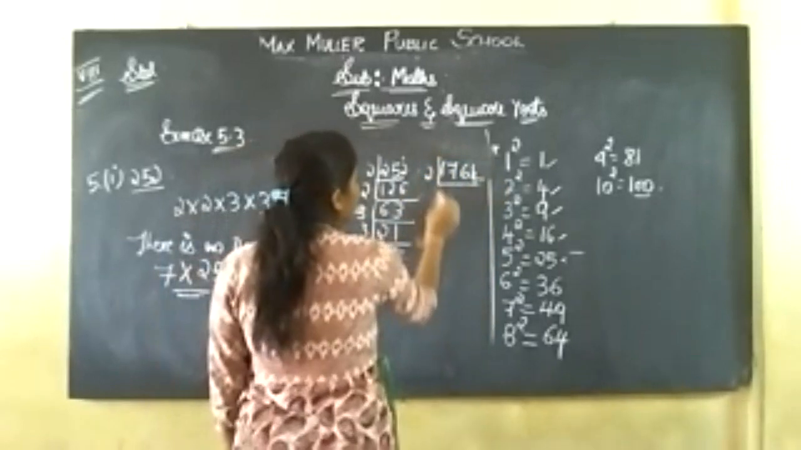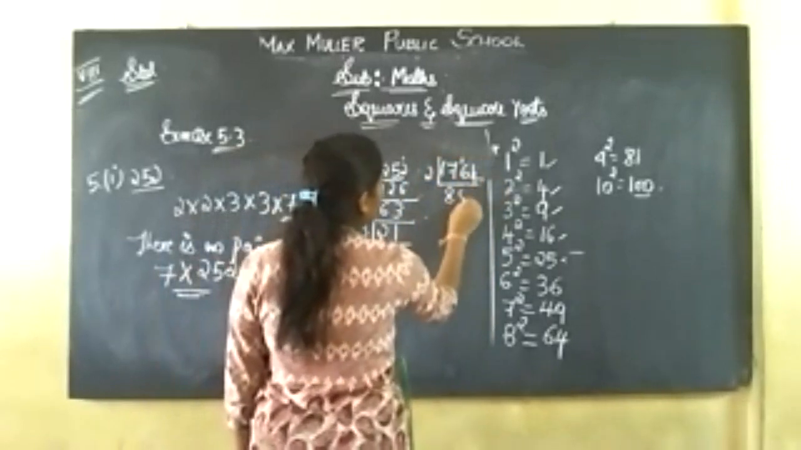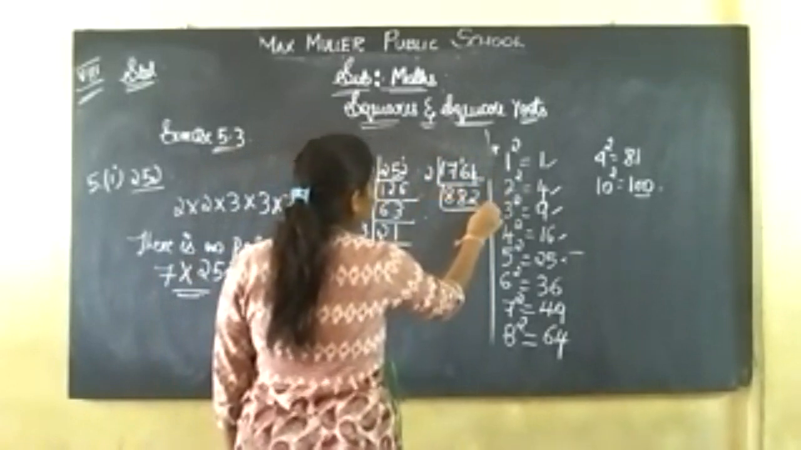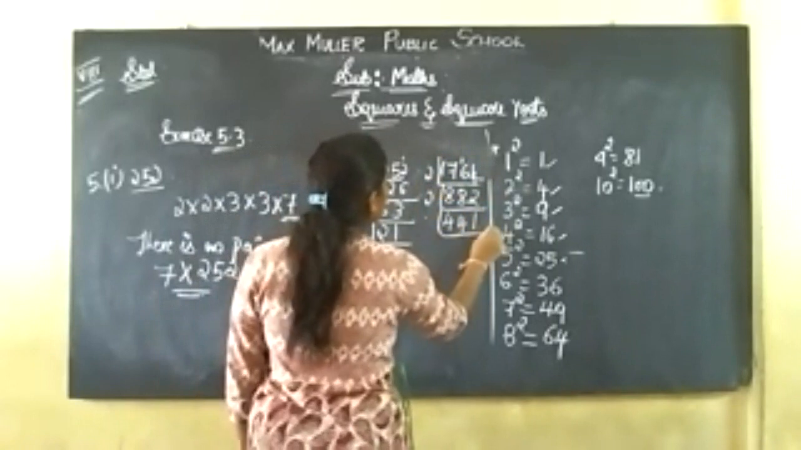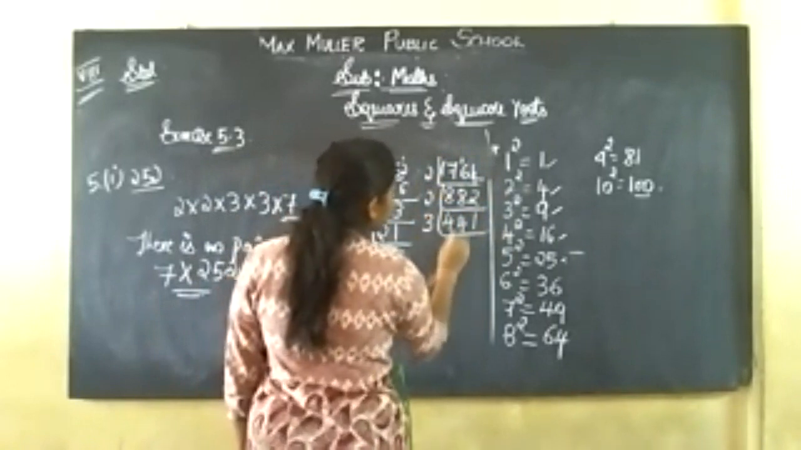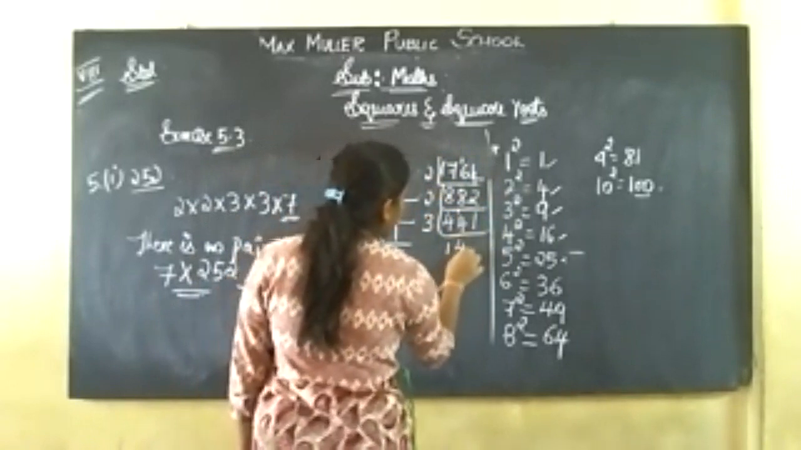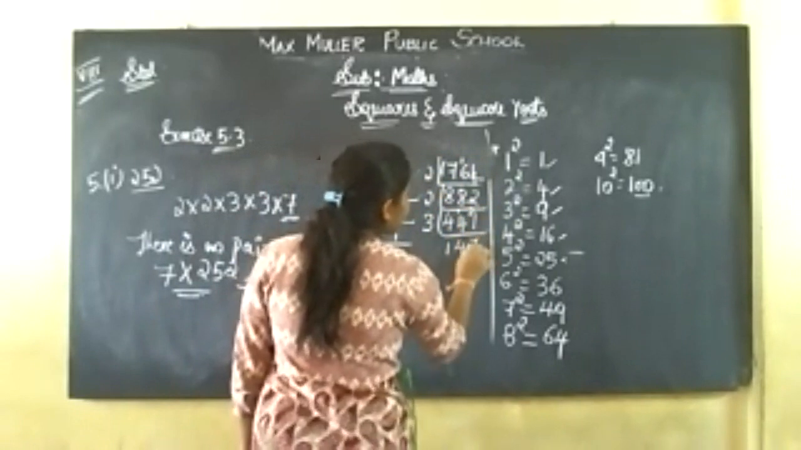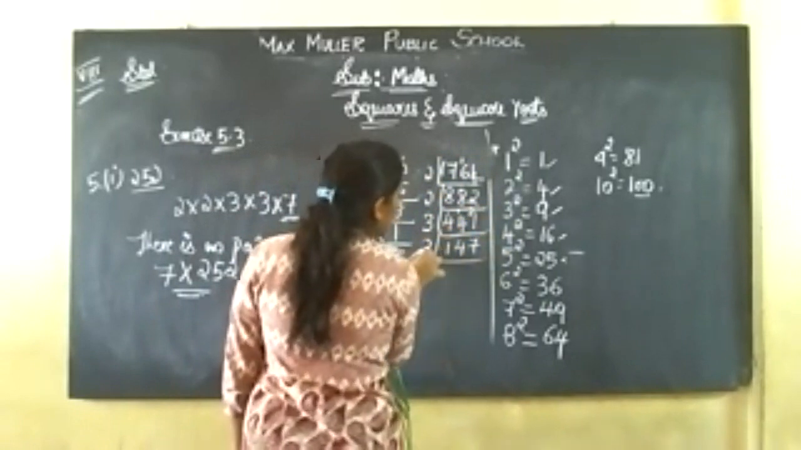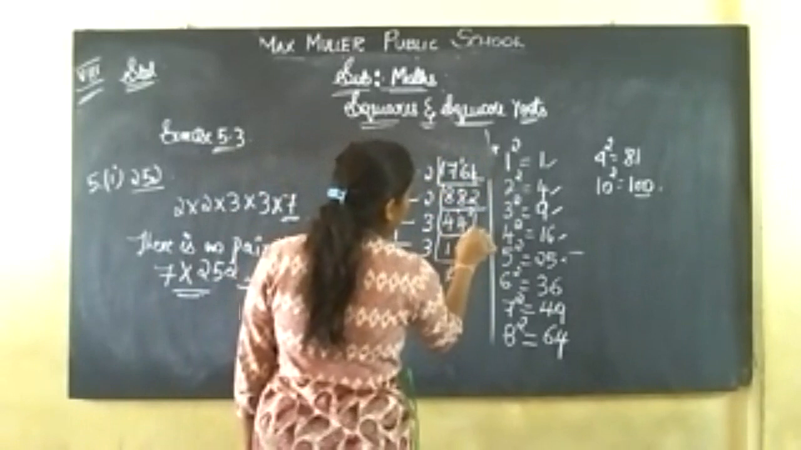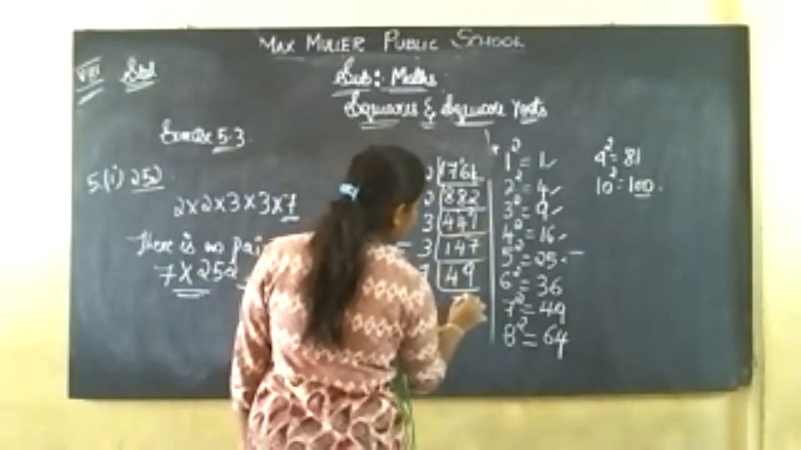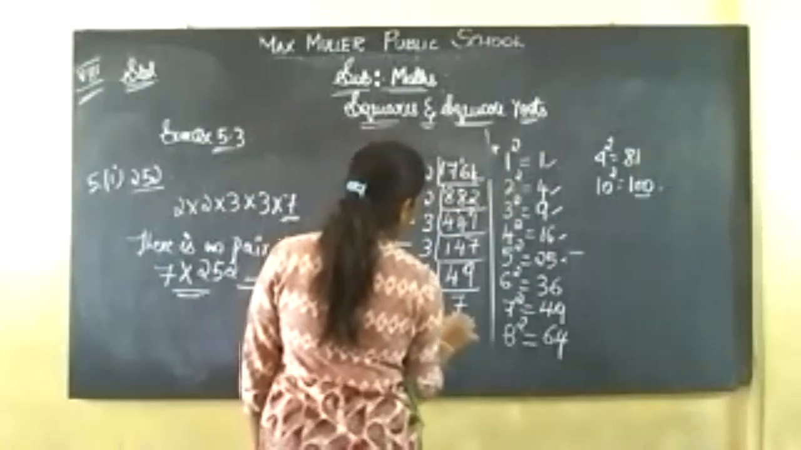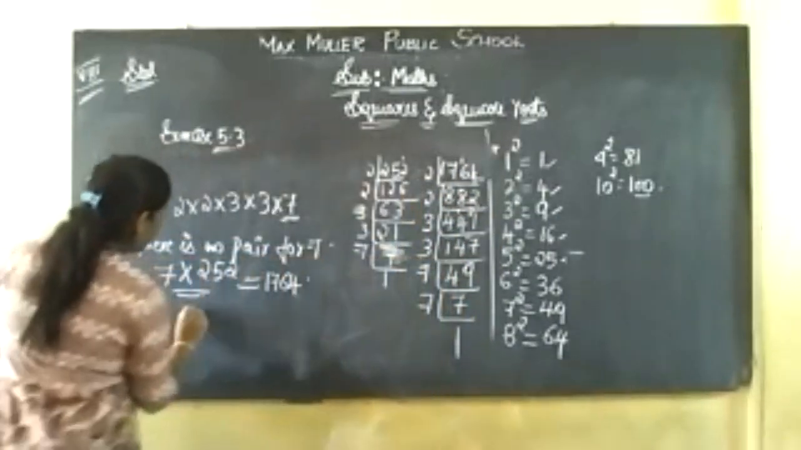From 2 you start. 2 8s are 16. 2 8s are 16. 2 2s are 4. 2 4s are 8. 2 4s are 8. 2 1s are 2. Again 3. 3 1s are 3, 1 carry. 3 4s are 12, 2 carry. 3 7s are 21. 3 4s are 12, 2 carry. 3 9s are 27. 7 7s are 49. 7 1s are 7. So you got the pairs.